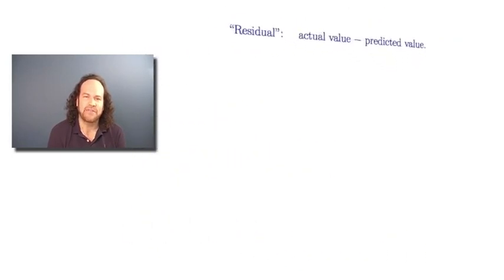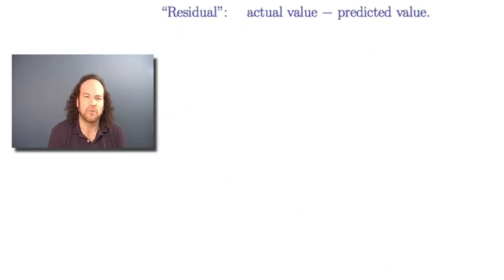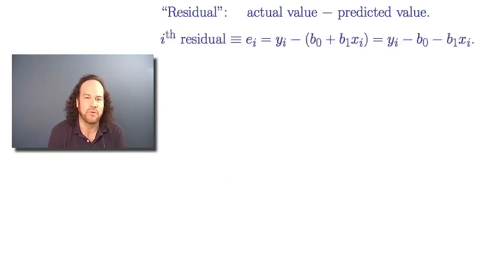Finally, let's talk about the residuals. So by residual, we'll mean the actual value that we observed minus the value that we would predict according to that line of best fit. So that is to say, the ith residual, we'll call it e sub i, and it's going to be y sub i minus what we would get on the line, namely b0 plus b1 times xi. So you can rewrite it like this.